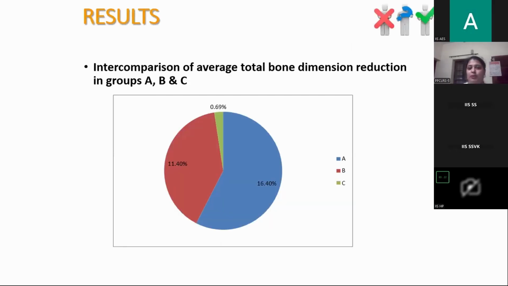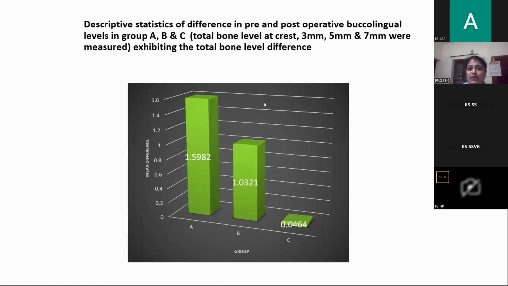So coming to results, the average total bone dimension reduction in Groups A, B, C was evaluated, and more bone loss was seen in Group A. Descriptive statistics of the pre and post-operative buccolingual levels in Groups A, B, C were taken at the levels 3 mm, 5 mm, and 7 mm below the crest, and all of this shows there was less reduction in Group C, which had the immediate implant with connective tissue.